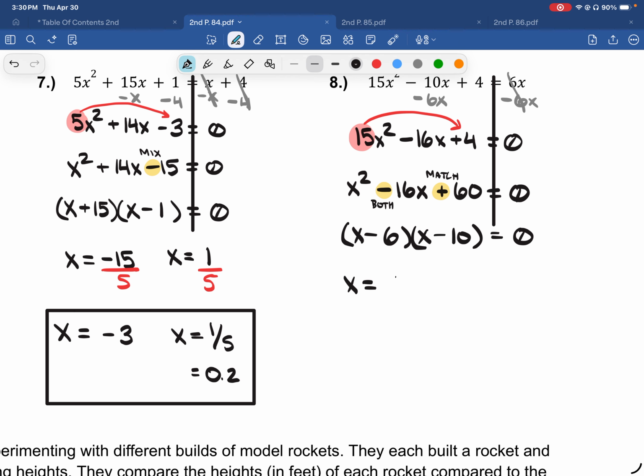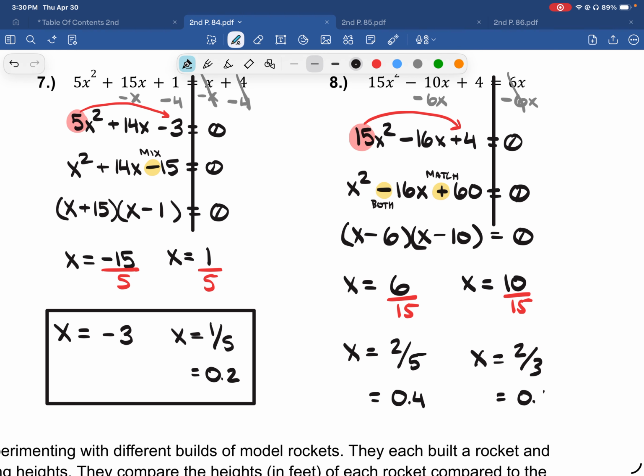A factor of x minus 6 gives you a solution of x equals 6. A factor of x minus 10 gives you a solution of x equals 10. And then we will divide both of these by 15. 6 over 15 reduces down to 2/5, or 0.4. 10 over 15 reduces down to 2/3, or 0.6 repeating.